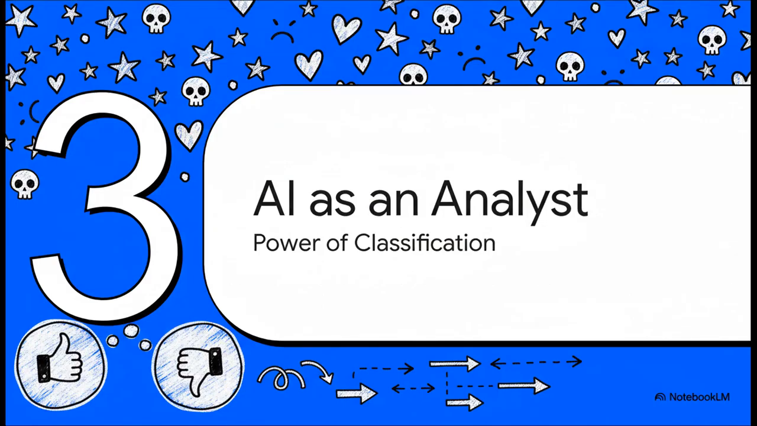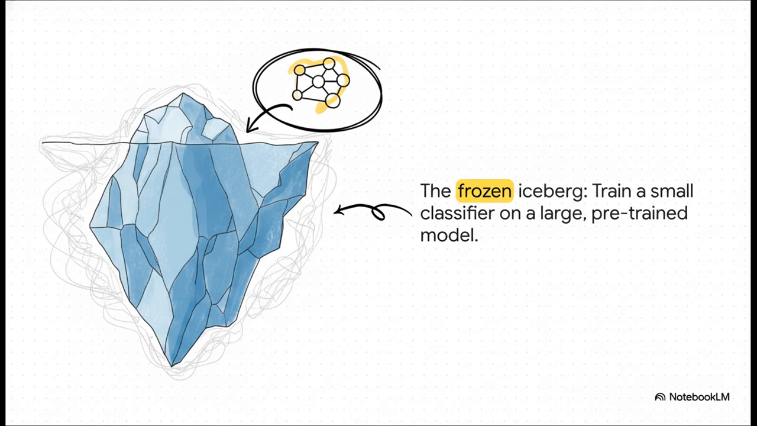All right, let's put that analyst model to work. Let's say we have a classic problem. We've got thousands, maybe tens of thousands of movie reviews, and we need to know, like right now, which ones are good and which ones are bad. This is a perfect job for a classification model. And this is where things get really, really clever. Training one of these huge models from scratch can cost millions. So instead, we can take a massive pre-trained model, that's the frozen part of the iceberg, that already gets language, and we just train a tiny little specialized classifier right on top of it. It's an incredibly smart and efficient way to get an AI to do a new job without breaking the bank.